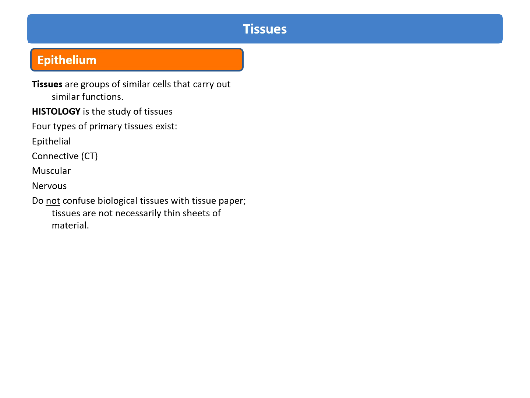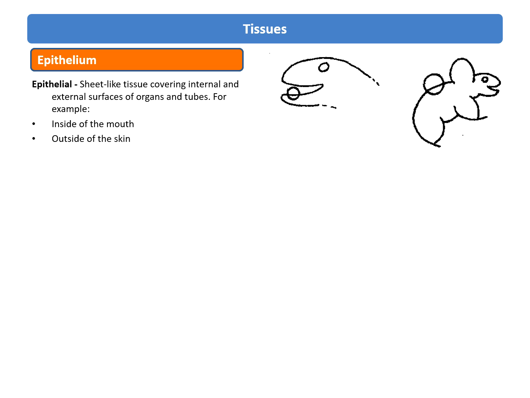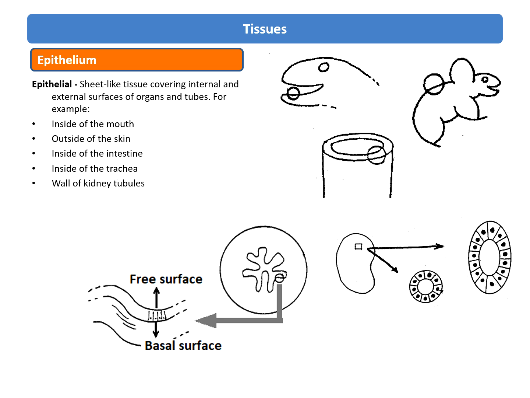Tissues are not necessarily thin sheets of material, although, as you'll see, epithelial tissue does consist of thin sheets. Epithelial tissue, as I said, are thin sheets of tissue covering internal and external surfaces of organs and tubes. For example, inside the mouth, outside of the skin, the inside of the intestines, the inside of the trachea, and the walls of kidney tubules.